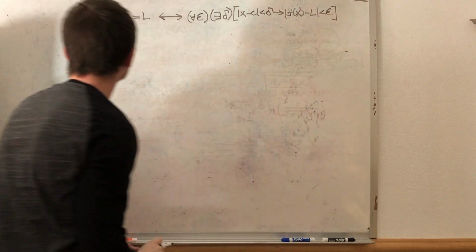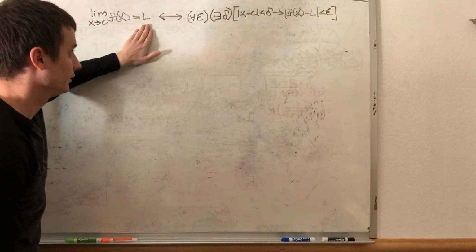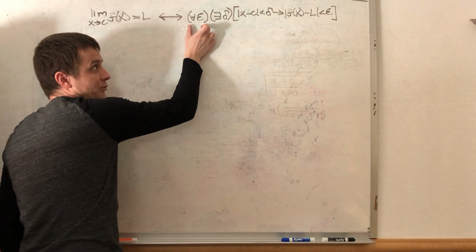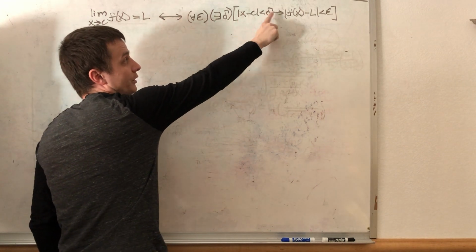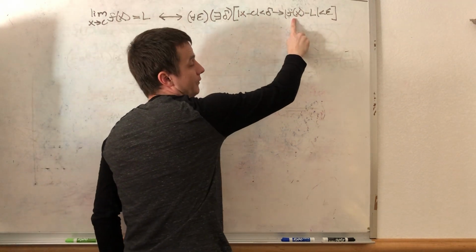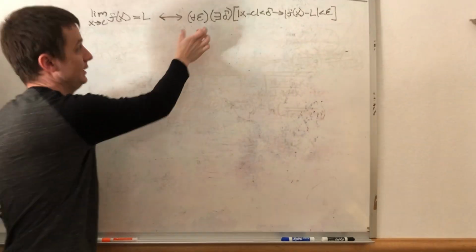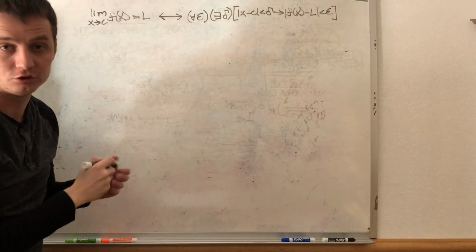So another way to read this is to say the limit as x approaches c of f of x is L is logically equivalent to saying that for every epsilon there exists some delta such that if x is within delta of c, then f of x is within epsilon of L. That's what we need to prove. We need to prove that for any epsilon you choose, there always exists some delta that satisfies this implication.